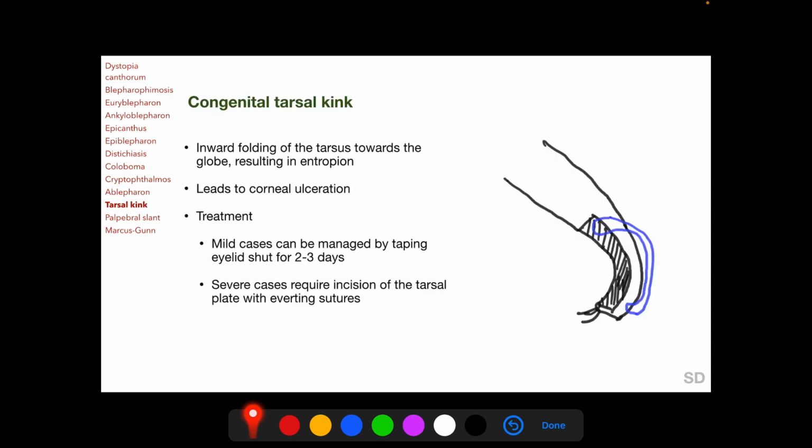In congenital tarsal kink, there is an inward folding of the tarsus towards the globe, resulting in entropion and trichiasis, and this leads to corneal ulceration. Mild cases can be managed by taping the eyelid shut for 2 to 3 days following birth, but severe cases require incision of the tarsal plate with placement of everting sutures as shown here in this picture.